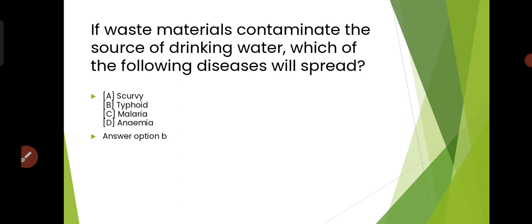If waste materials contaminate the source of drinking water, which of the following disease will spread? Your options are scurvy, typhoid, malaria, or D, anemia. So the answer is B, that is typhoid.